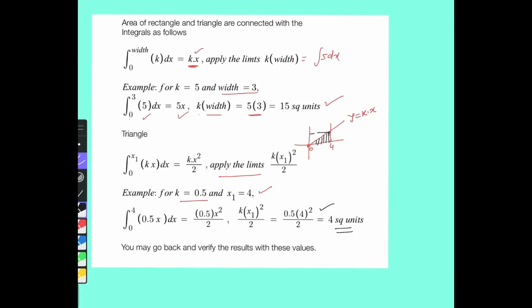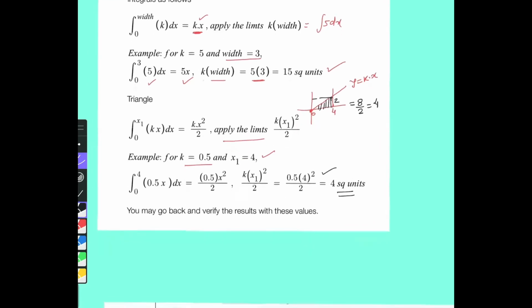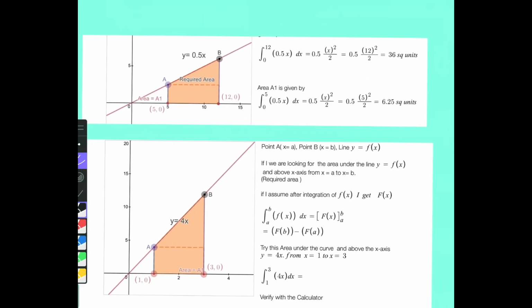So see, that's very easy. Now we will make this connection. You can see here, if you have 8, the rectangle, and then you divide by that.